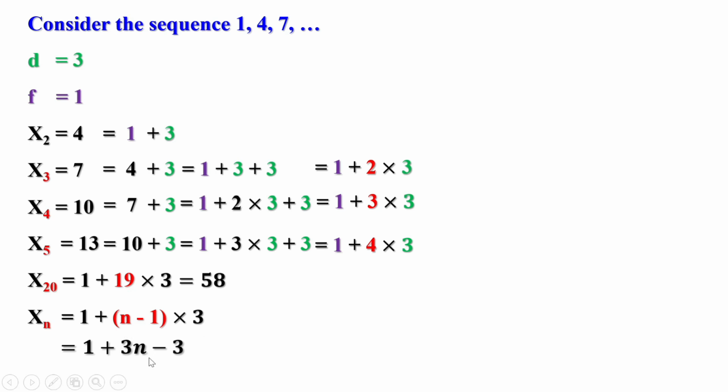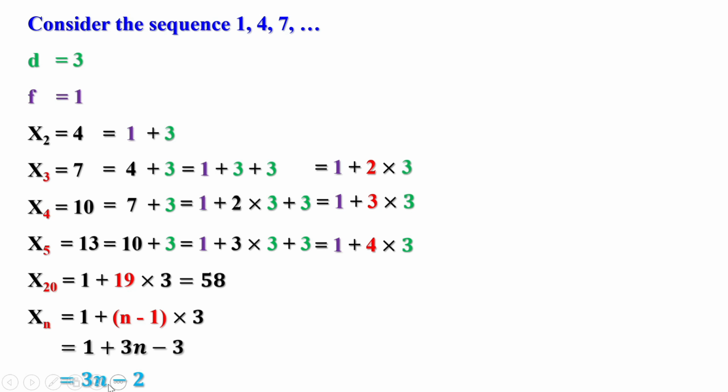Now there is only one term containing n. So let me write it at first. And what is 1 minus 3? Minus 2. So this can be written as 3n minus 2. This is the algebraic expression of this sequence.